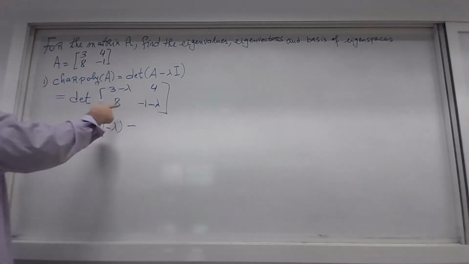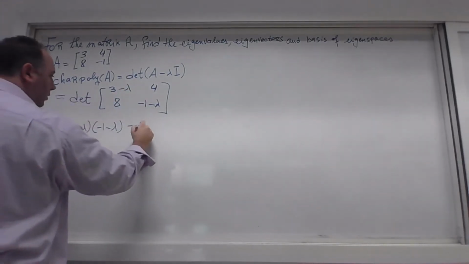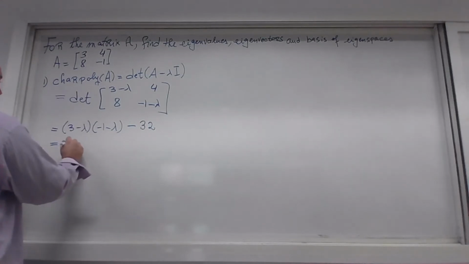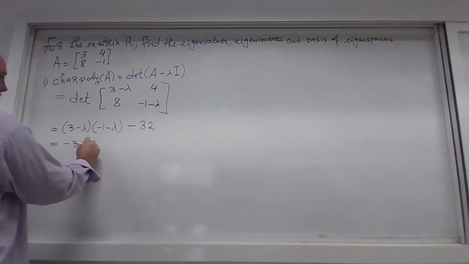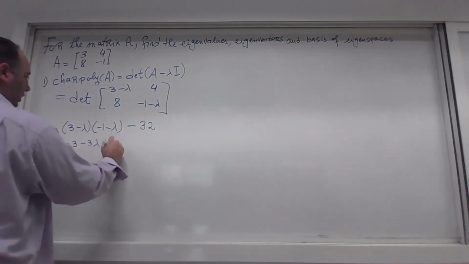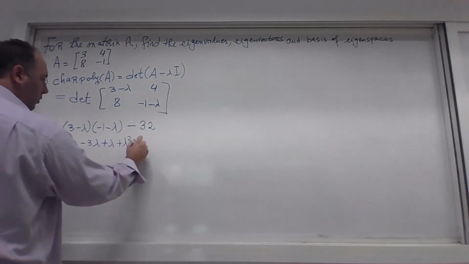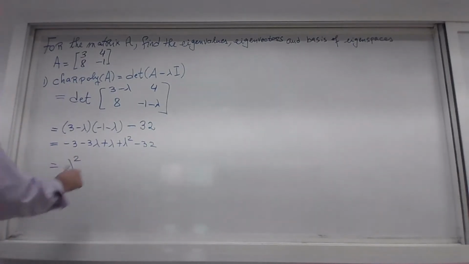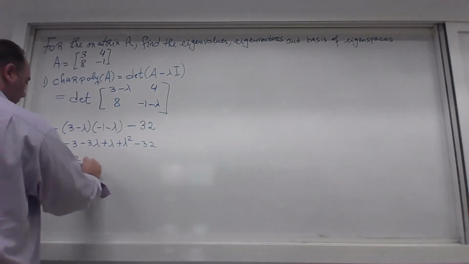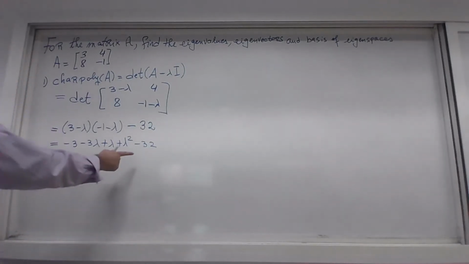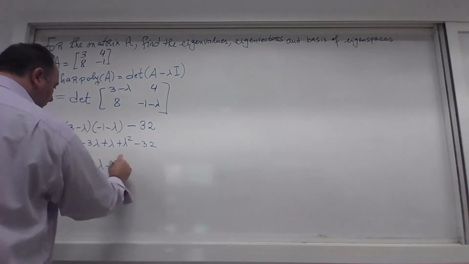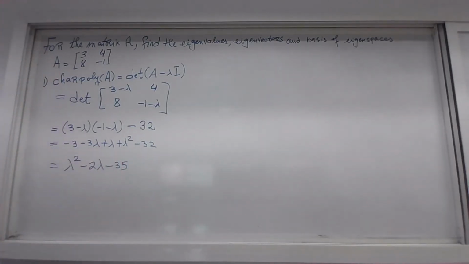minus 4 times 8, 32. Now we break this up. So we have minus 3, then minus 3 lambda, plus lambda squared, minus 32. So we have lambda squared. Minus 3 lambda plus lambda is minus 2 lambda. Then we have negative 32 minus 3 is negative 35. So this is our characteristic polynomial.